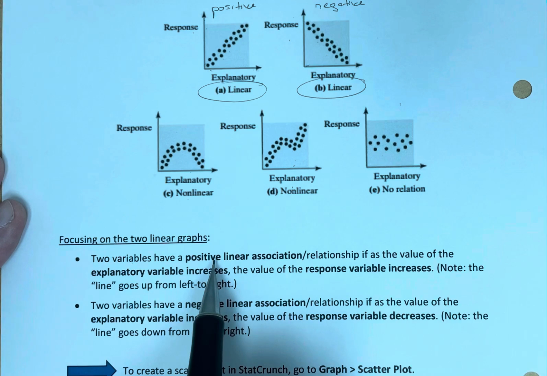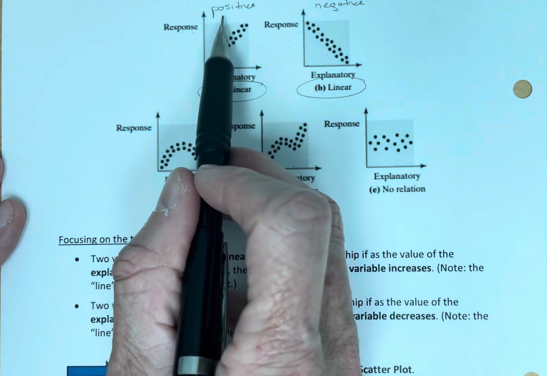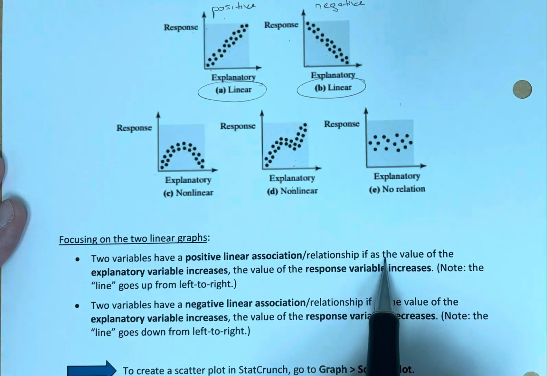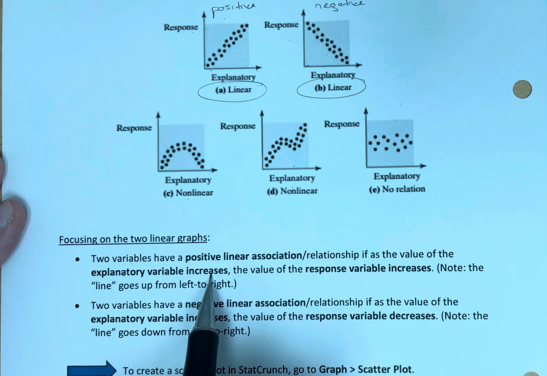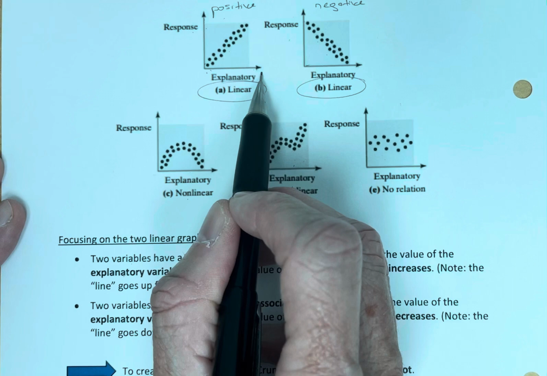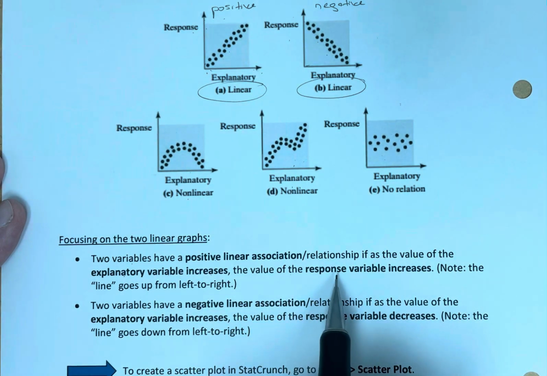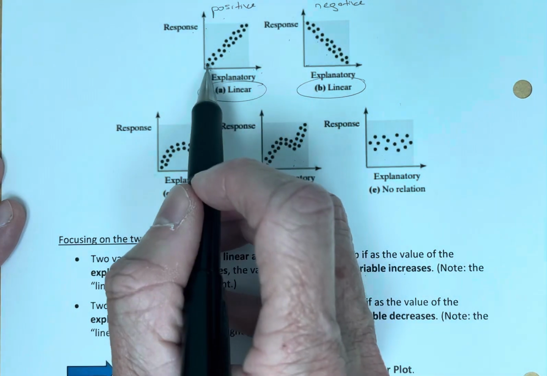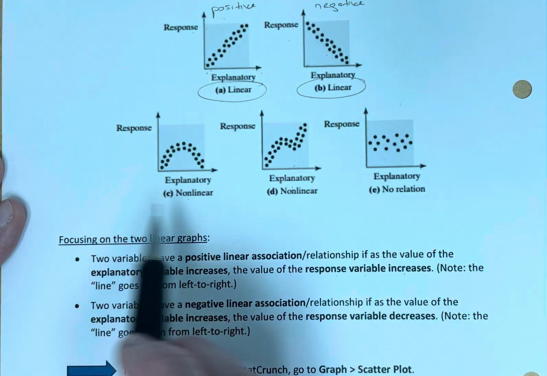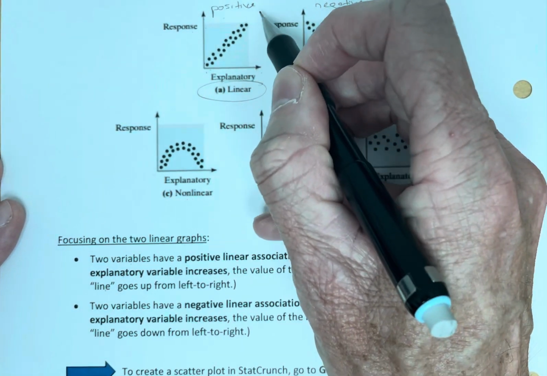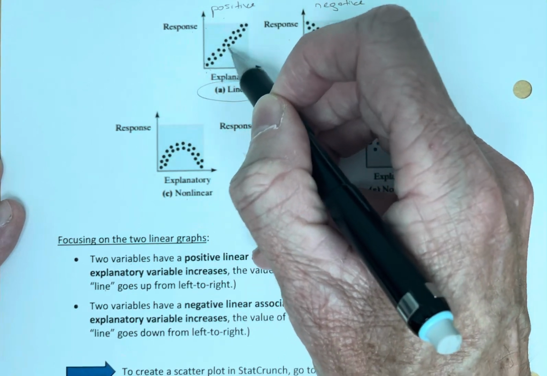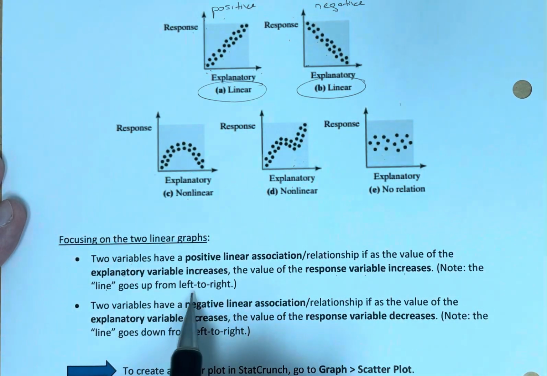Two variables have a positive linear relationship here. As the value of the explanatory variable increases, the value of the response variable also increases. Note the line, if we were to draw a line of best fit through those points, goes up from left to right. That's positive.